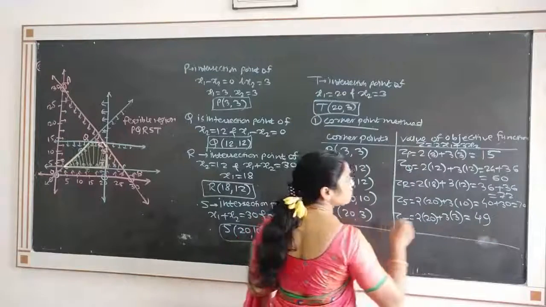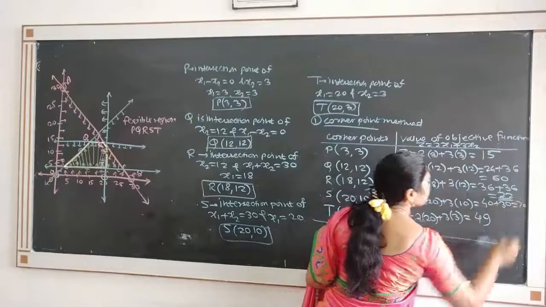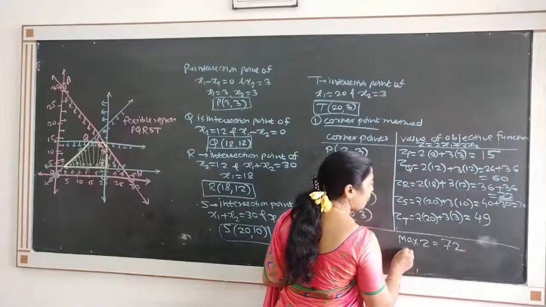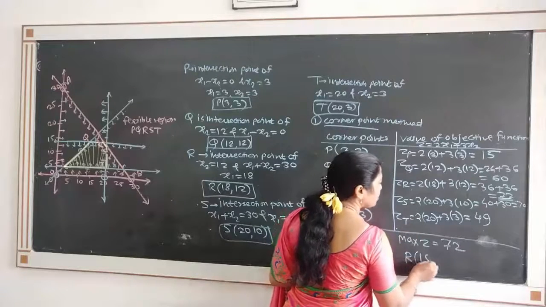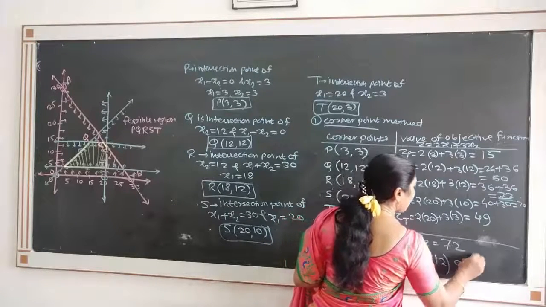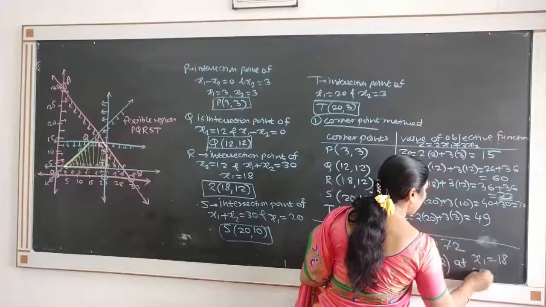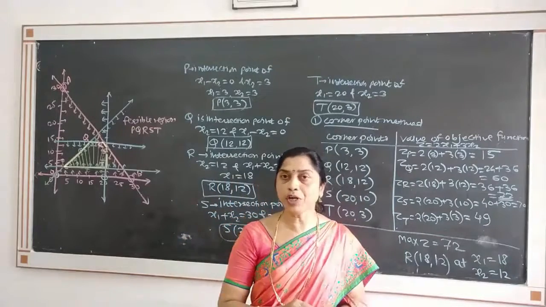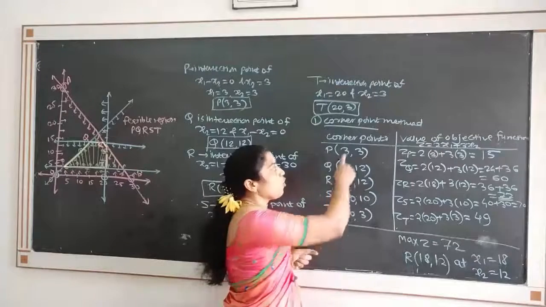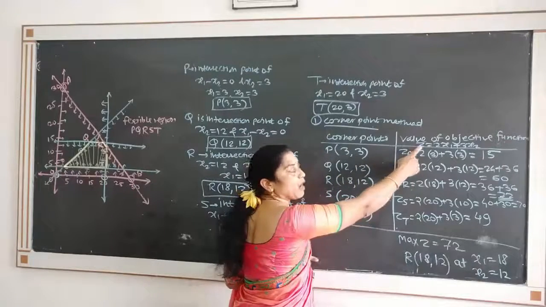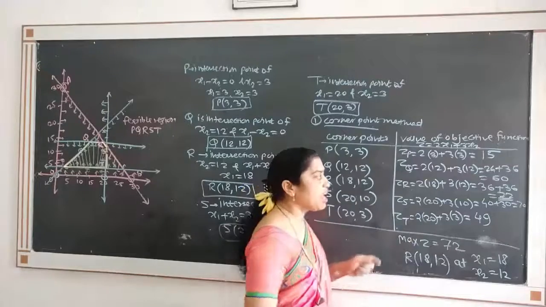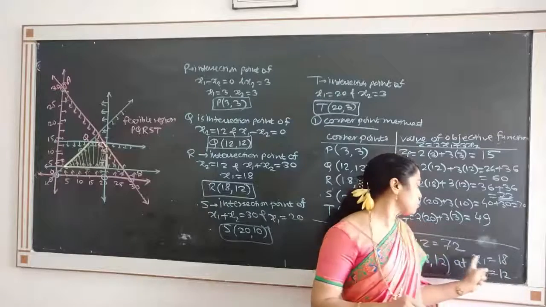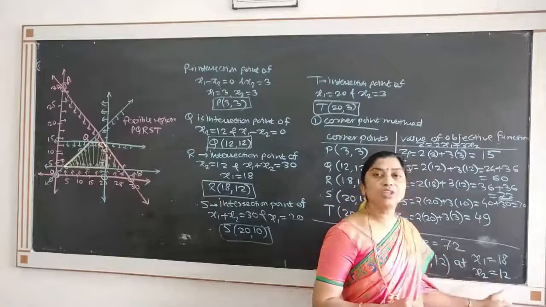We want the maximum value. So what is the maximum value? 72. So the last answer is maximum Z is 72 at R point. R point is 18, 12, that is at x1 equal to 18 and x2 equal to 12. So this is the first method, that is the corner point method. In the corner point method, we find all corner points of the feasible region, find the value of the objective function at those points and find which is maximum, because our problem is maximization. So the answer comes to be 72 at point 18, 12.